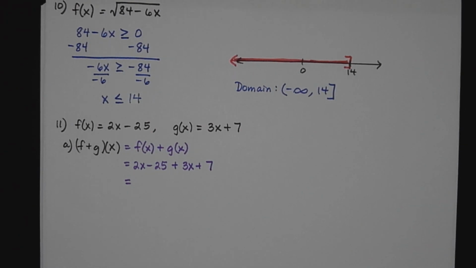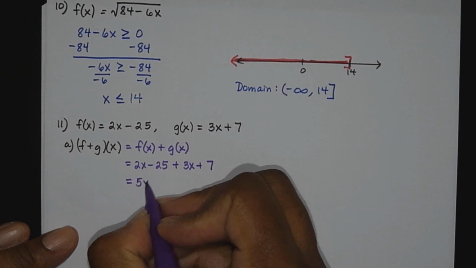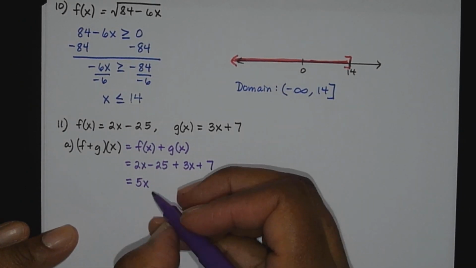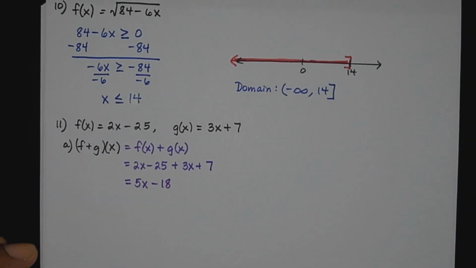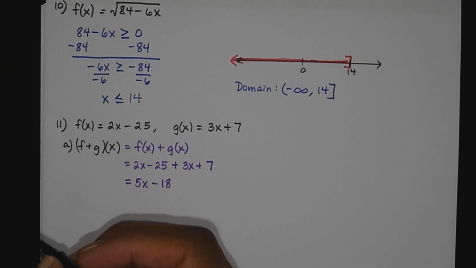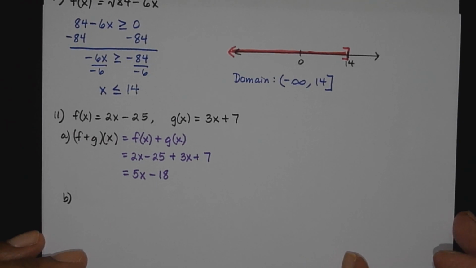And from there, we just go ahead and combine like terms here. 2x and 3x is 5x, minus 25 and a plus 7, negative 18. So the sum of f and g of x will just be 5x minus 18. All right, questions on part A.